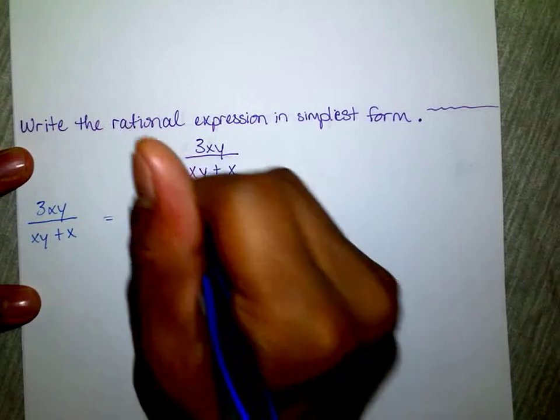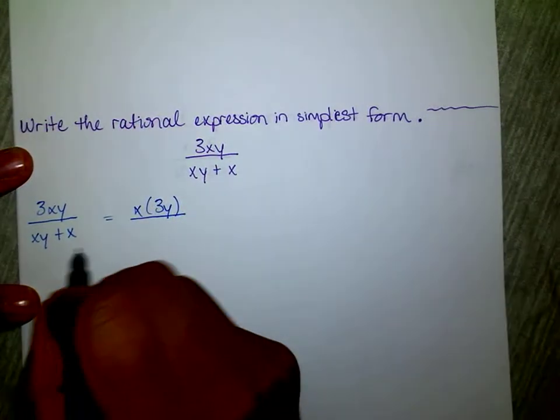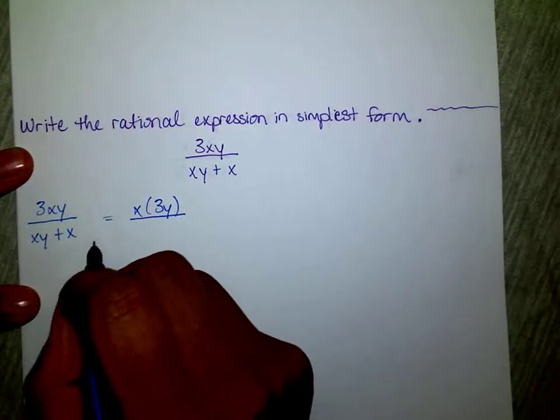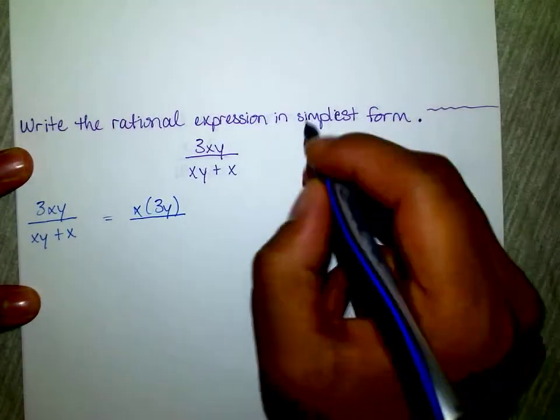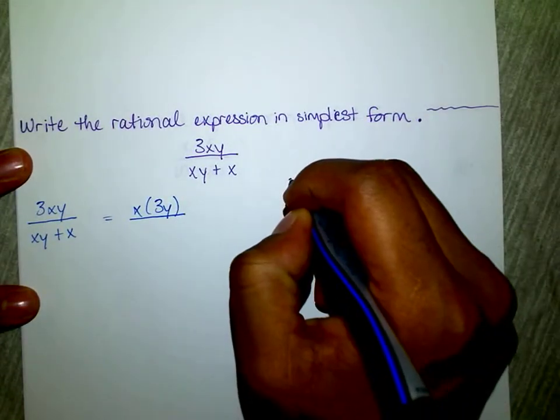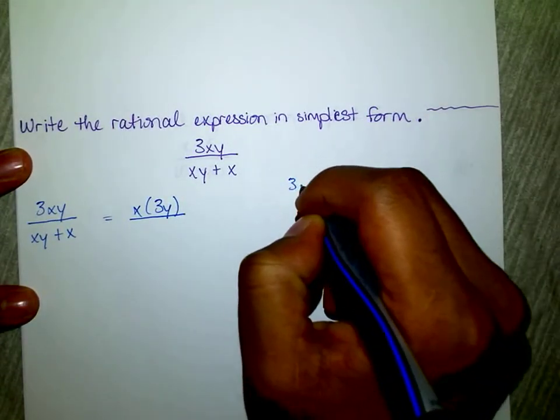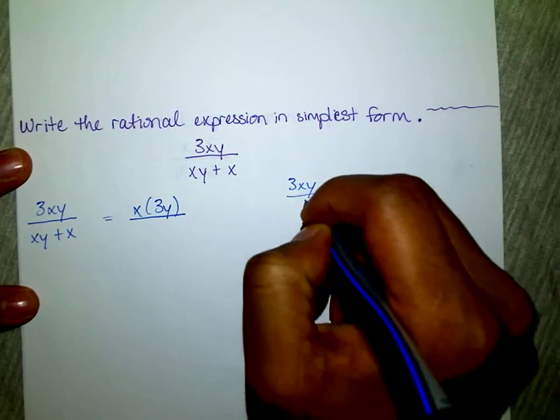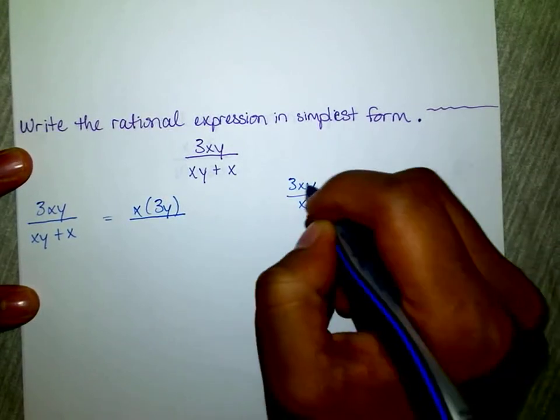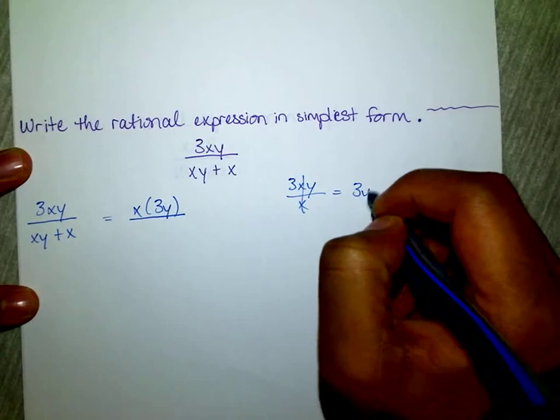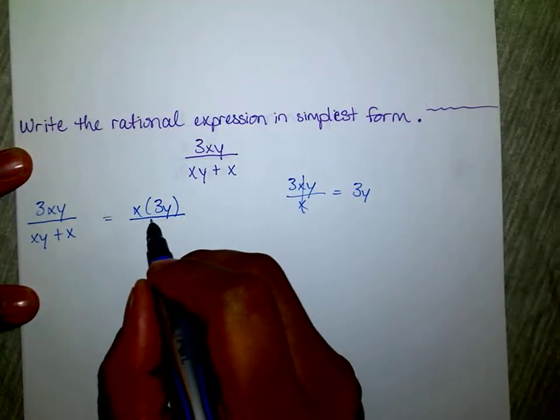3y. Okay? And then I factor an x on the bottom. And factoring is kind of like the reverse of division. So it's kind of like dividing. If I divide 3xy by x, the x's cancel out. That leaves me with 3y. That's how I get the 3y here.